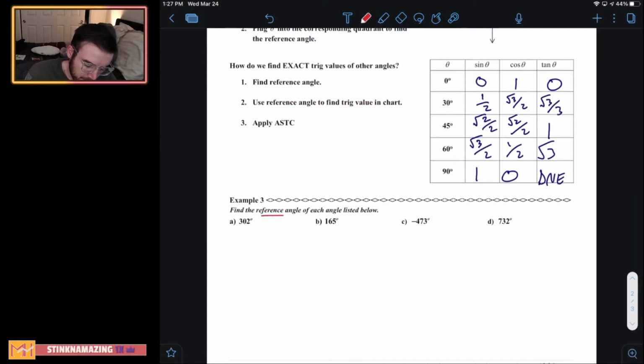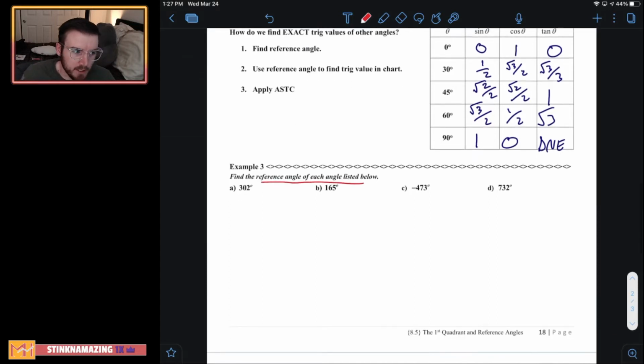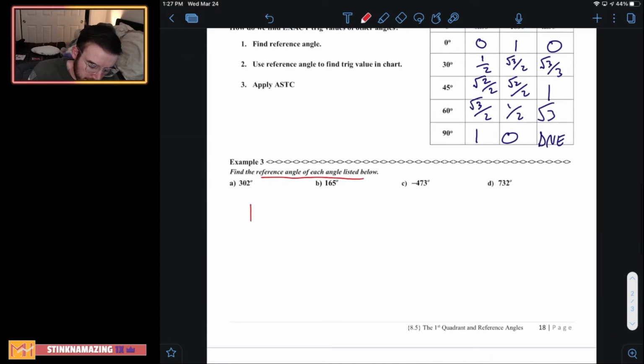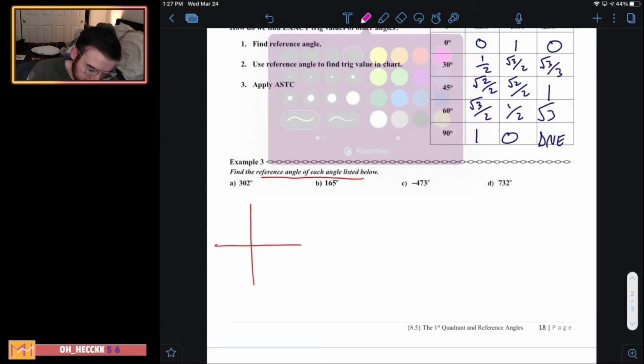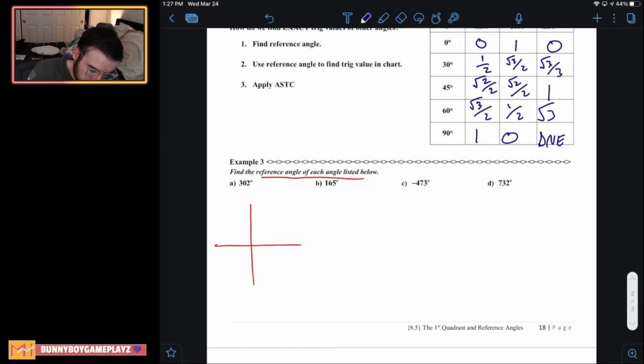Find the reference angle for each of these angles listed below. So where is 302 degrees? 302 degrees is somewhere around here, okay? Because this is 90, 180, 270, a little bit bigger than 270, 302 degrees.